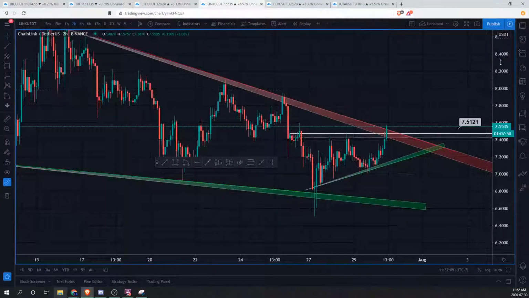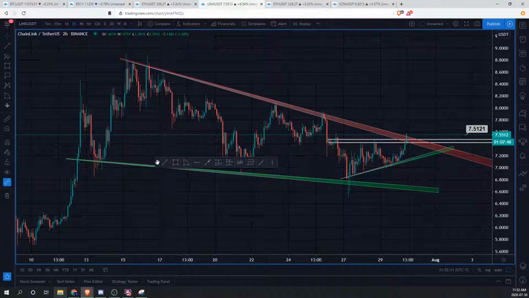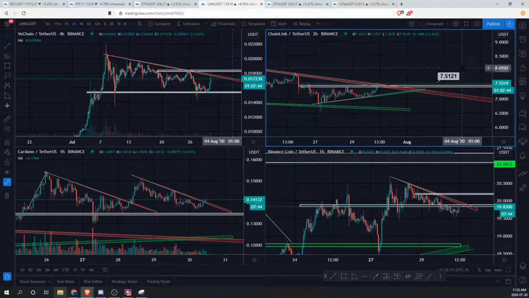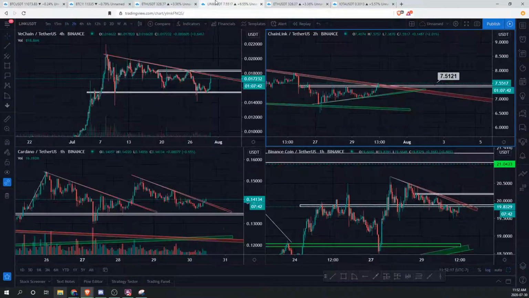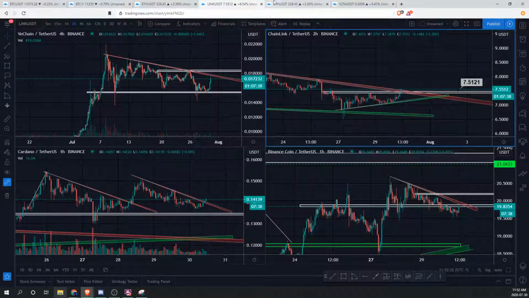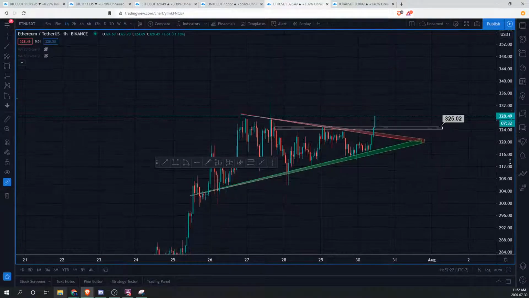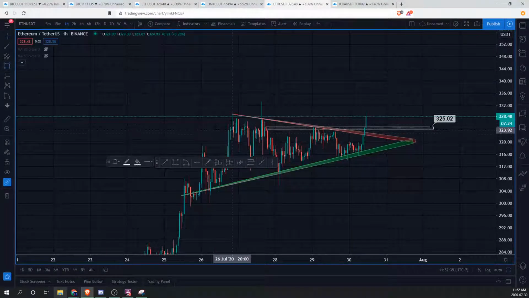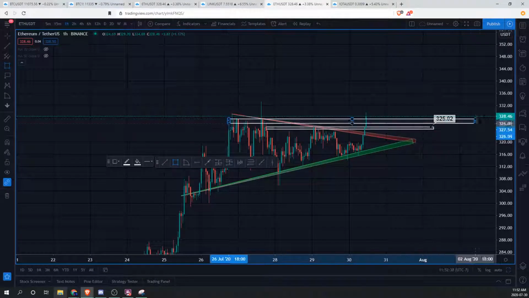It does look like Chainlink's actually breaking out. I was looking at Chainlink, also looking at a few other things here. BTC is doing pretty well. We can talk about that, but that's going to be one thing I'm looking at. Oh shit. Look at that. And it even broke this zone.